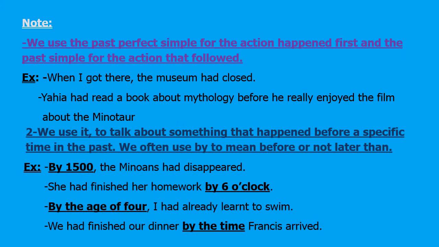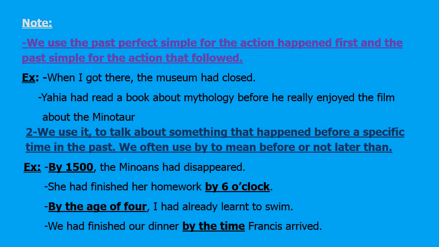Use number 2. We use the past perfect to talk about something that happened before a specific time in the past. Here we often use the preposition by to mean before or not later than. By 1500, the minions had disappeared. Another example. She had finished her homework by 6 o'clock.